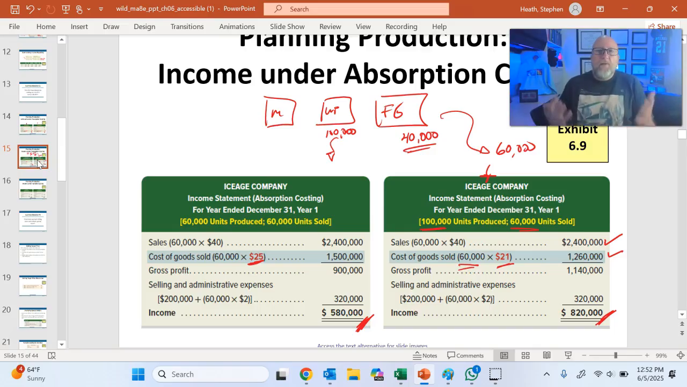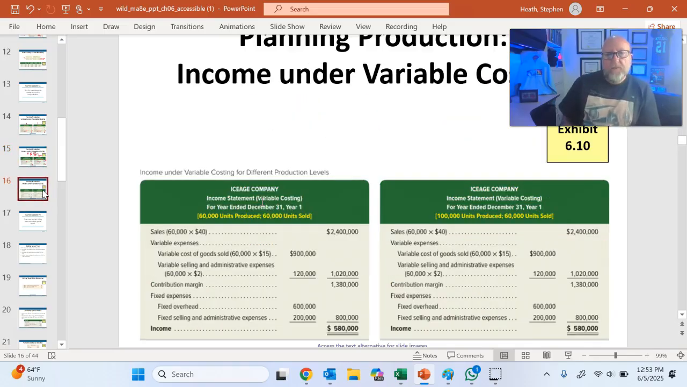And think about it in terms of a public company. Man, if we're a public company and we want to manipulate our financial statements because the more profit we report, theoretically, all things equal, the more valuable our stock price is. So, absorption costing could lead to overproduction in some situations.